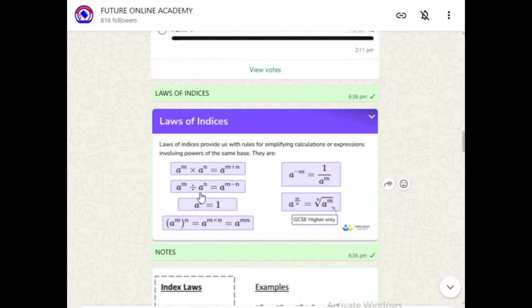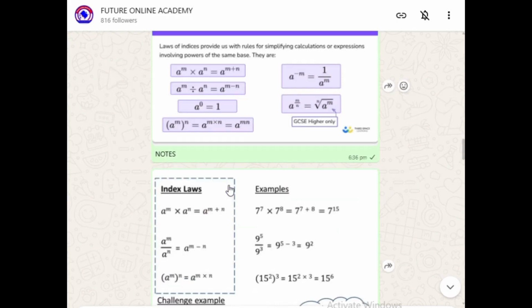Then the second one is a to the power m divided by a to the power n is equal to a to the power m minus n. So what are you going to do? You are going to subtract the powers. For example, 9 to the power 5 over 9 to the power 3. Don't cancel out those 9s. You just say 9 to the power 5 minus 3, 9 to the power 2.